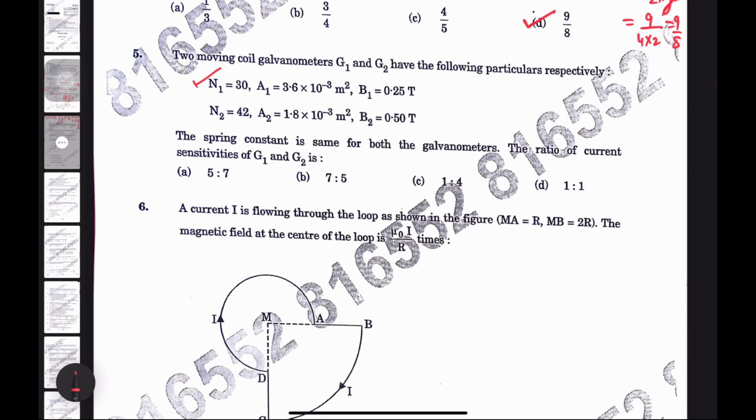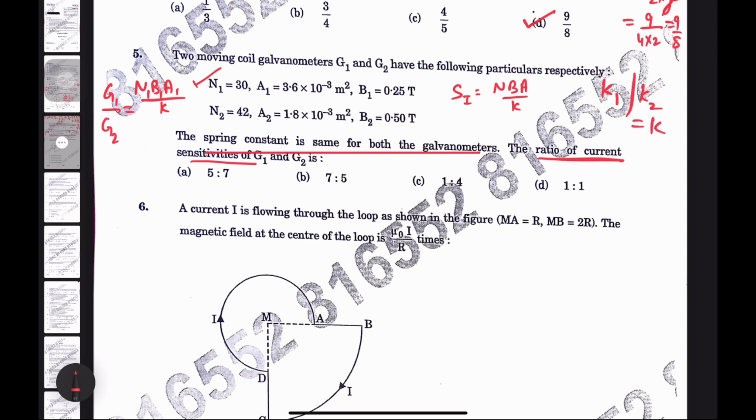They just want us to calculate the ratio of current sensitivities. So the current sensitivity SI is equal to NBA upon K. This is the formula for the current sensitivity. We just need to apply this formula, that is G1 upon G2. I have denoted the sensitivity of the first galvanometer as G1 and the second as G2. G1 upon G2 is equal to N1 B1 A1 upon K, because they have mentioned that the spring constant is the same for both galvanometers. So instead of writing K1 or K2, I have written K, because K1 and K2 are equal, divided by N2 B2 A2 divided by K, and we can cancel out K.